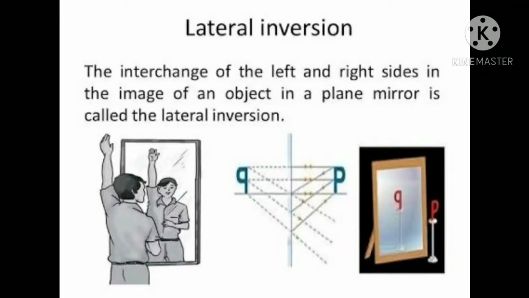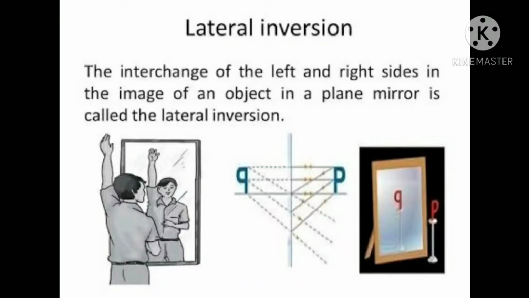The phenomenon where your left appears as the right and the right appears as the left in a mirror is referred to as lateral inversion. The word lateral means side, and lateral inversion means sidewise inversion. And you know that this lateral inversion which we observe is not caused by the mirror but is the result of our perception.